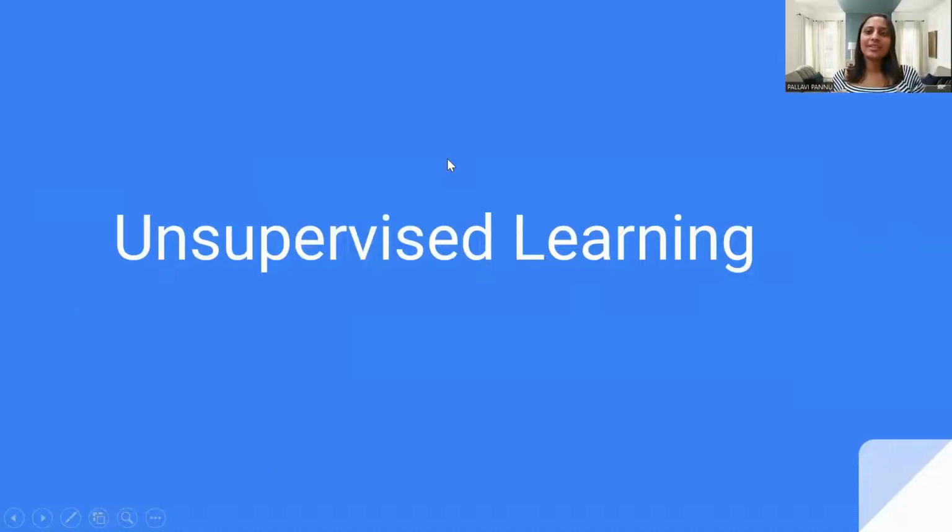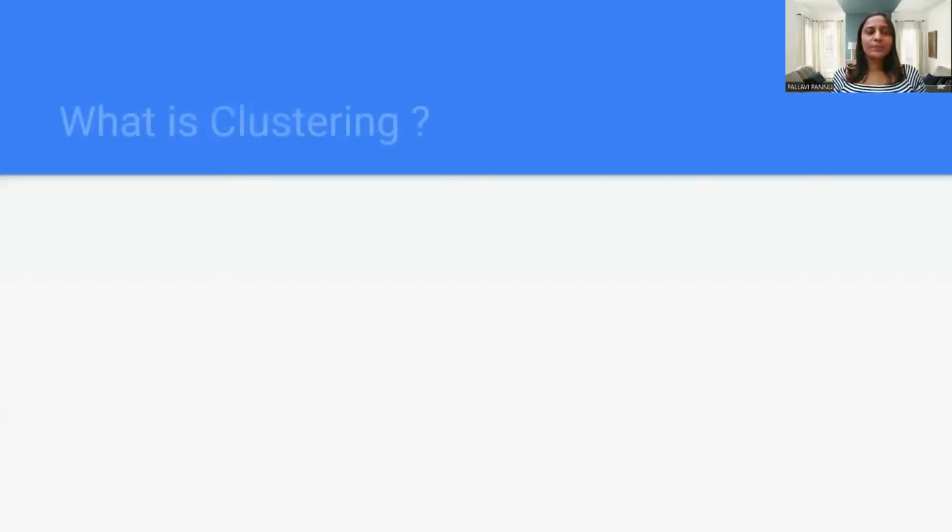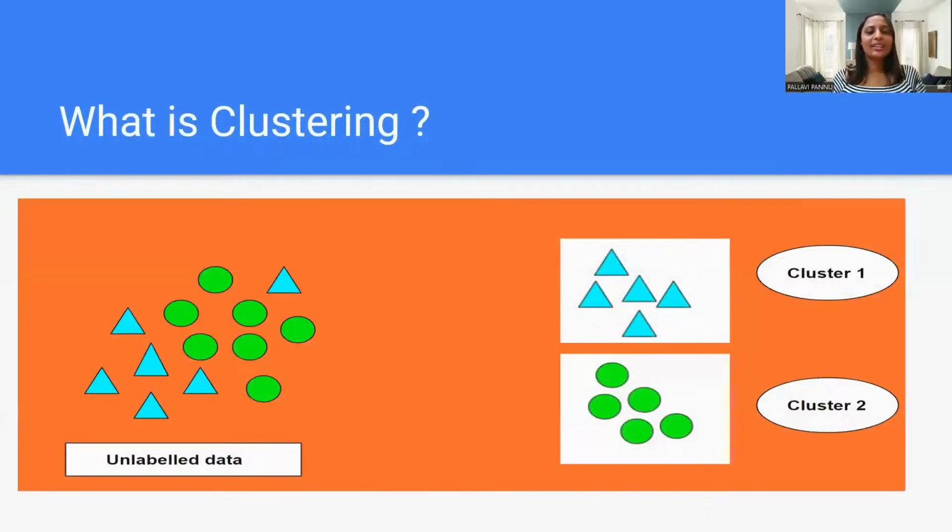Unsupervised learning is basically a type of algorithm that learns patterns from data that is unlabeled. First of all, let's understand what clustering is. For example, you have an unlabeled data set. We can see it has circles and triangles, but it doesn't have the labels. So what can we do when we have to cluster this? What does cluster mean?